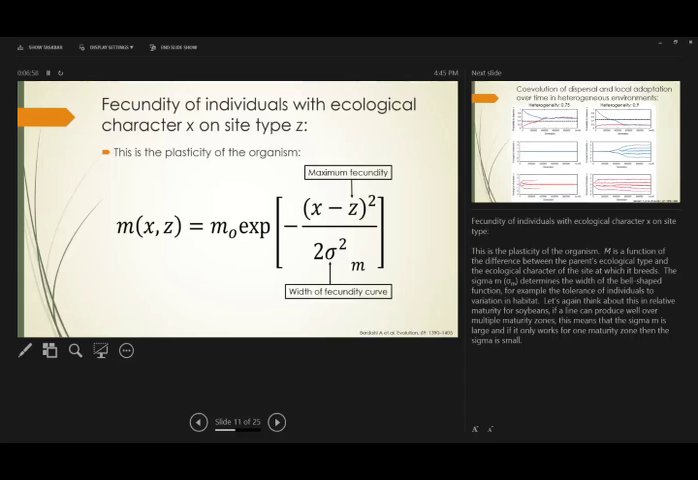Let's again think about the relative maturity for soybeans. If a line can produce well over multiple maturity zones, this means that the sigma M is large, and if it only works for one maturity, it is small.